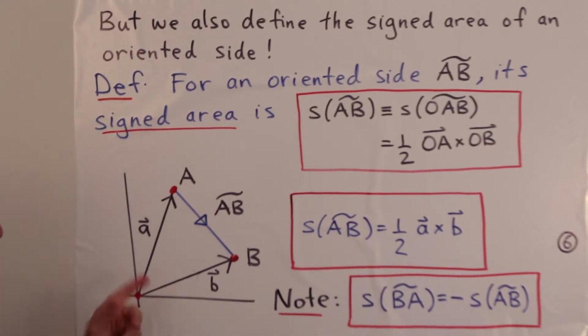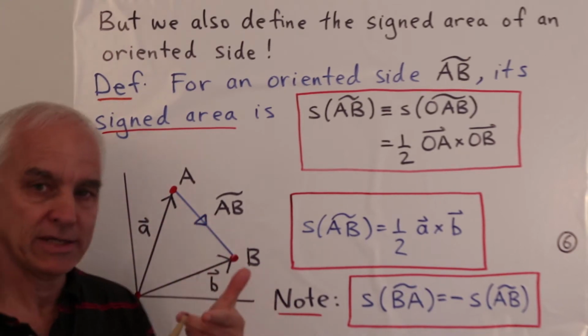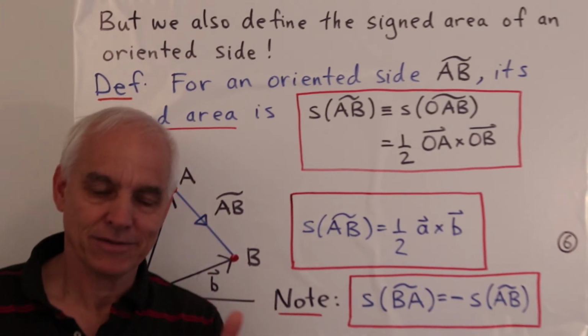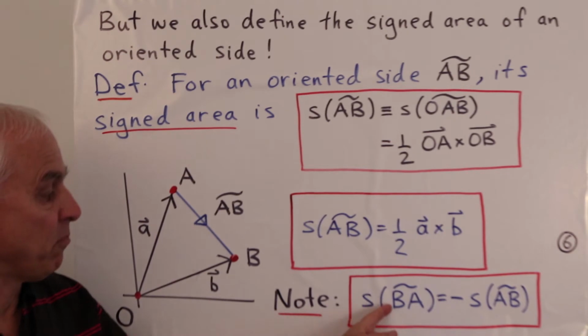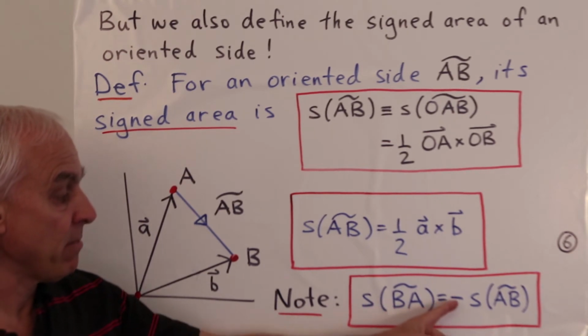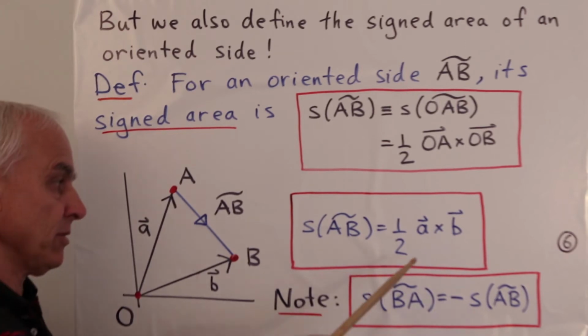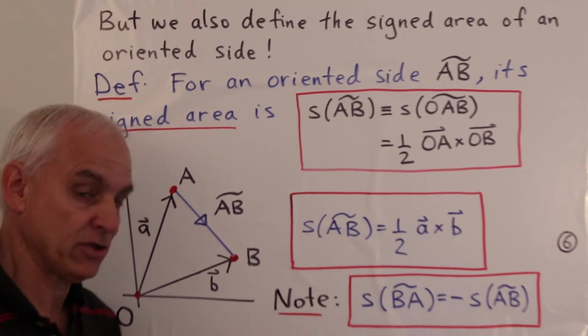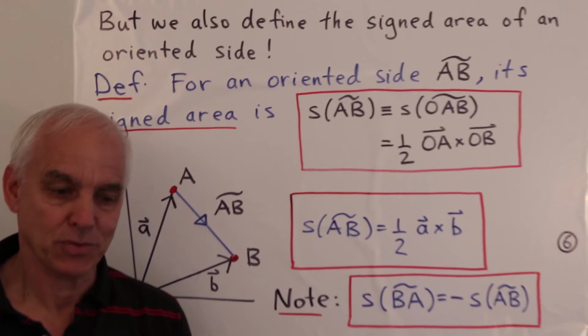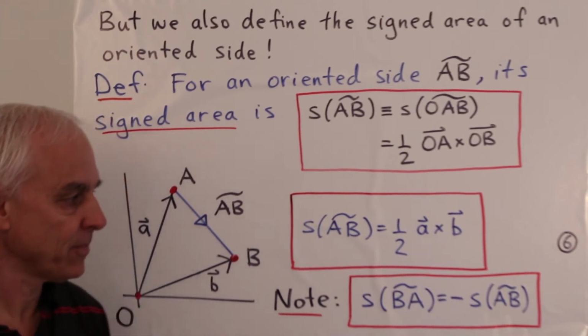And let's note that if we interchange the orientation of the oriented side, S of BA is going to be minus S of AB, because that would just amount to interchanging the order of the two vectors in the cross product, which would just introduce a minus sign.